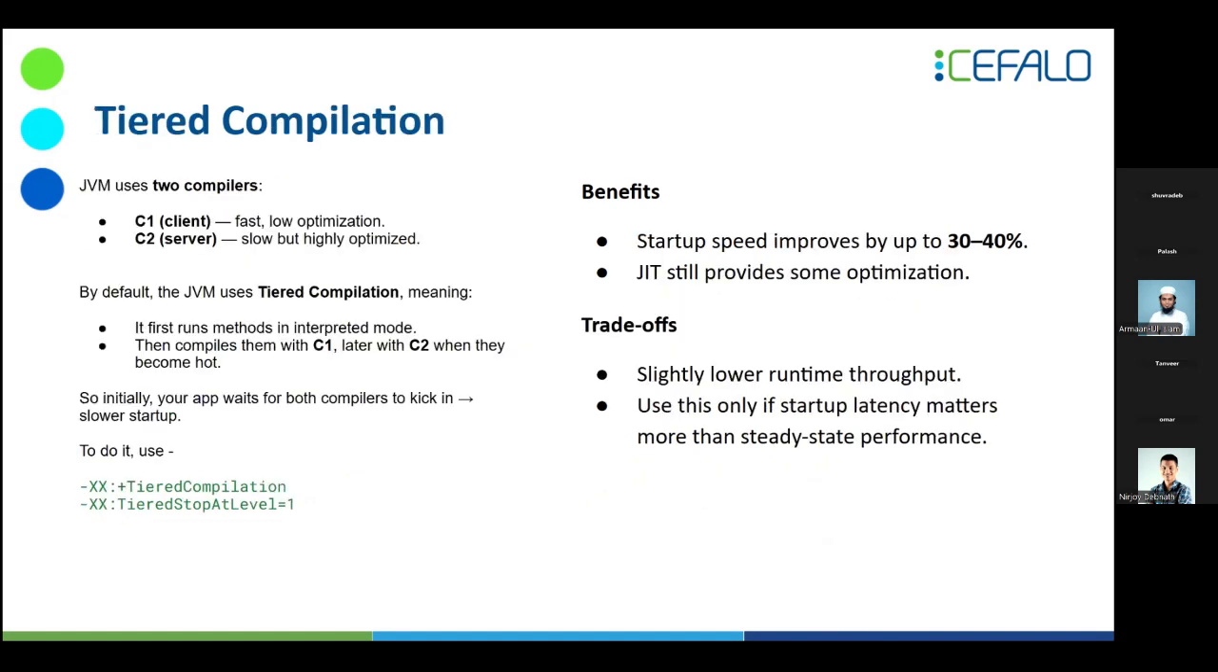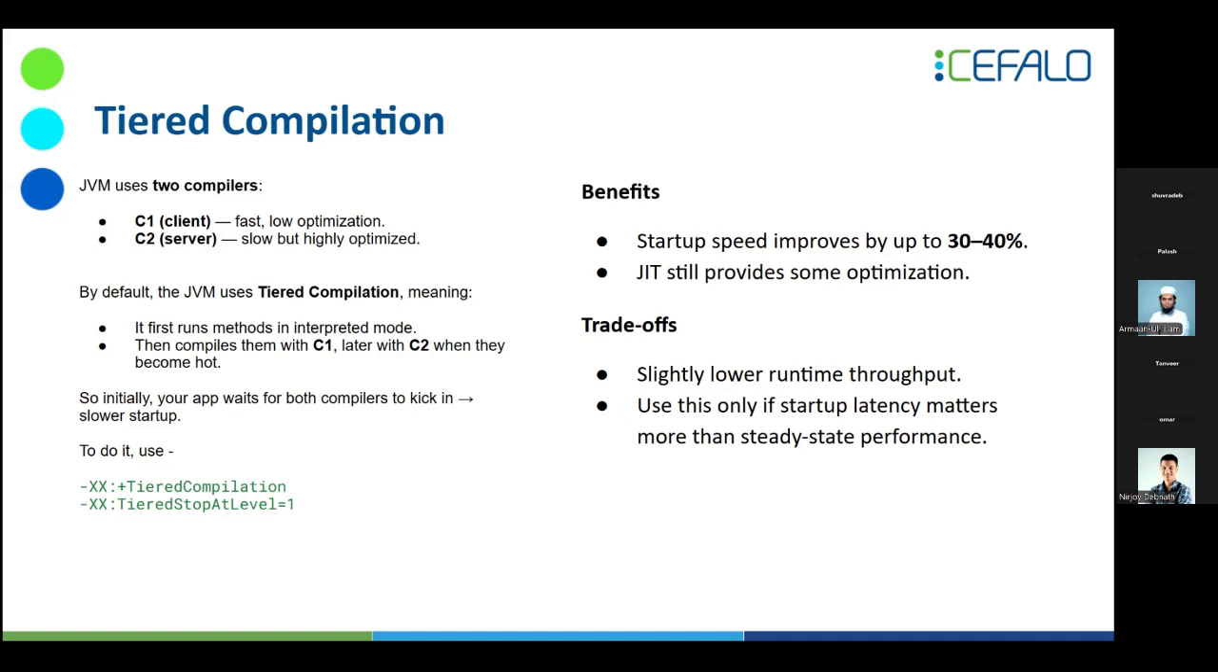Tiered compilation. The JVM uses 2 types of compiler, C1 client and C2 server. C1 client is very fast, but it's not optimized. The C2 one is slow, but it's highly optimized. By default, the JVM uses tiered compilation, and it has 5 steps of compilation. The first one runs in interpreted mode, then it compiles to the second one, which is C1, and then it has 2 more steps where it tries to figure out which methods are hot, which methods need more optimization, and using that information, it uses the C2 one.